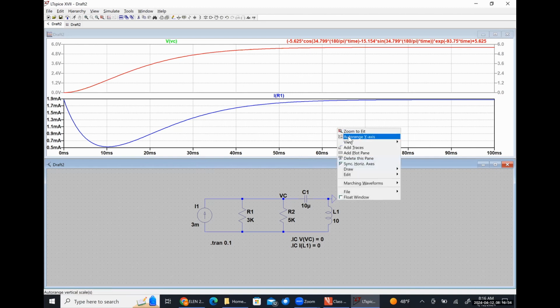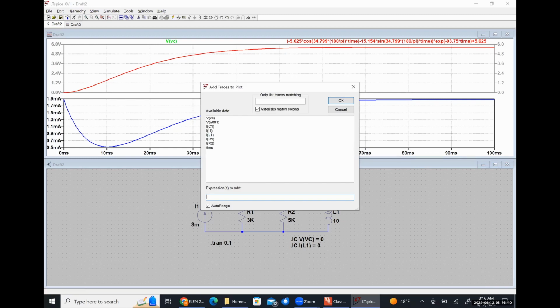Now let's check our work on our resistor current. So I'm going to add a trace. So if I remember correctly, this was negative 30.308 times sine 34.799, yeah, times 180 over pi times time times exp negative 93.75. Sorry, that is wildly wrong because that's the voltage and we want the current.